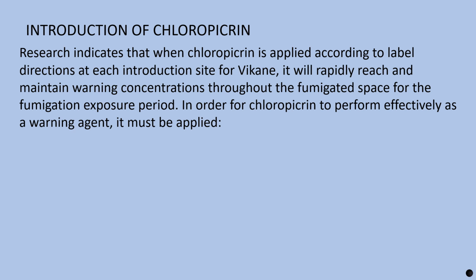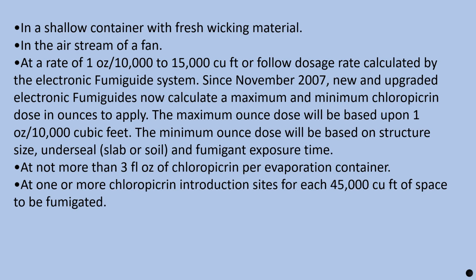Introduction of chloropicrin. Research indicates that when chloropicrin is applied according to label directions at each introduction site for Vikane, it will rapidly reach and maintain warning concentrations throughout the fumigated space for the fumigation exposure period. In order for chloropicrin to perform effectively as a warning agent, it must be applied in a shallow container with fresh wicking material in the airstream of a fan, at a rate of 1 ounce per 10,000 to 15,000 cubic feet, or follow dosage rate calculated by the electronic Fumigide system.